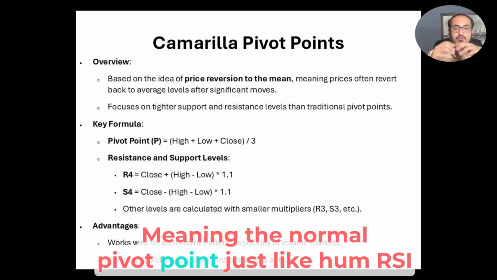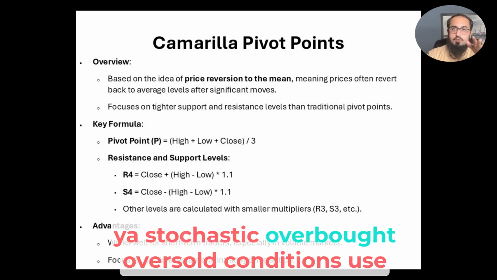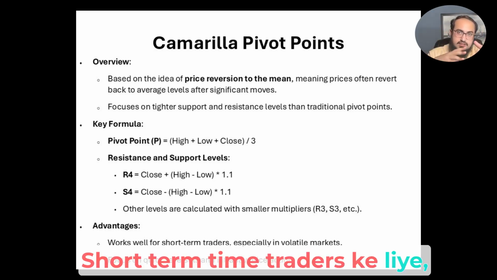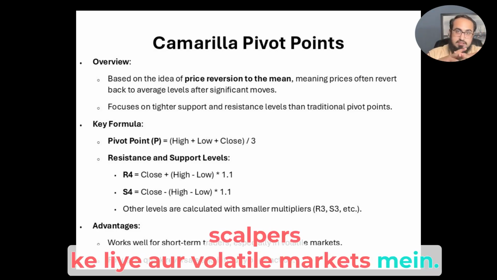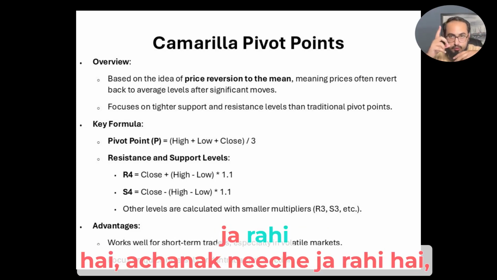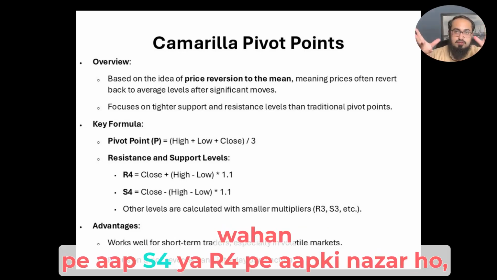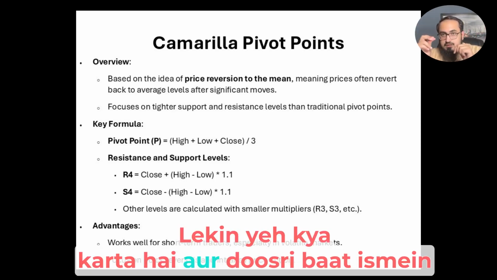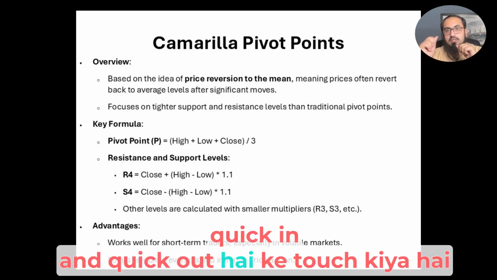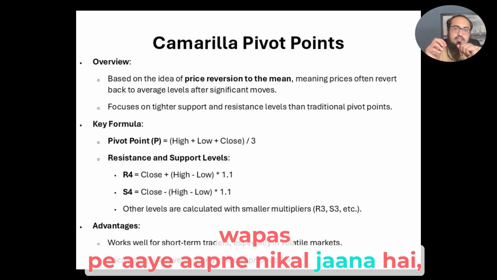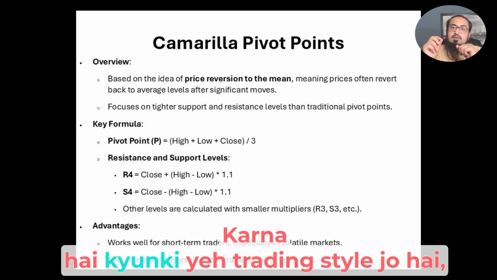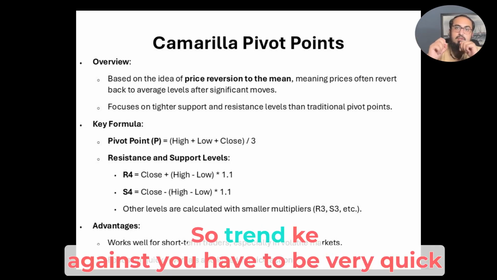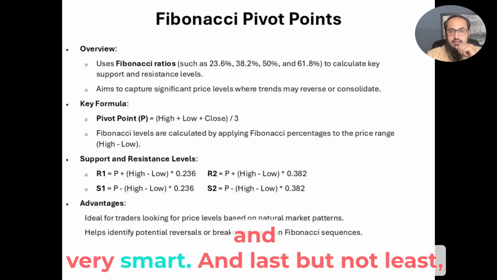It means the normal pivot point, just like we use RSI or stochastic overbought or oversold conditions. This mostly works for short-term traders, for scalps, and in volatile markets. In our market, where the market is suddenly going up, suddenly going down, you should keep an eye on S4 or R4. You just have to make an entry there. And the second thing is, it involves quick in and quick out. You touch it, come back, and you have to exit. You don't have to wait for anything, because this is a trading style. This is called counter trade, trading against the trend. So against the trend, you have to be very quick and very smart.